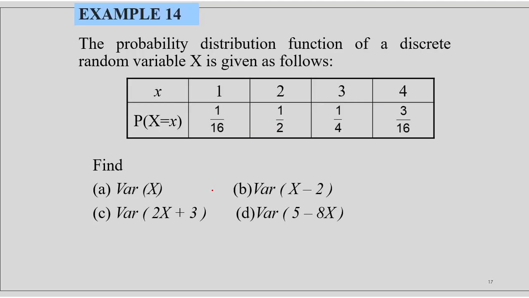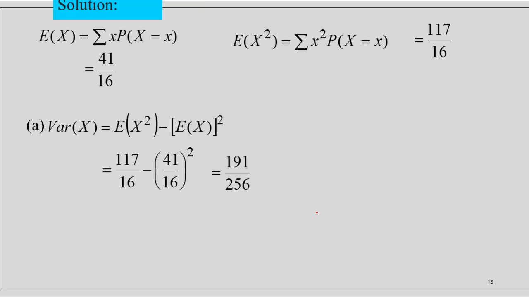Let us come to example 14. Example 14 is the same situation, when you are given the variance of expressions other than X, such as X minus 2, 2X plus 3, and 5 minus 8X. First we need to figure out the variance of X. As usual, we must have two pieces of information: E of X, the mean, and also E of X squared. The variance is E of X squared minus the mean squared. You get 191 over 256. These are the components that are important for answering questions B up to D, so remember it: 191 over 256.